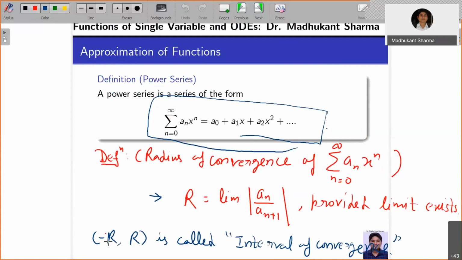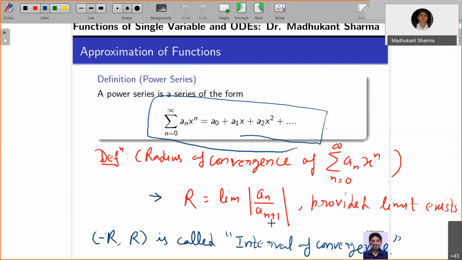Minus R to R is called the interval of convergence. Now, if R is equal to infinity, it means the series is convergent for all values of x. If R is equal to 0, suppose the limit is 0. Okay, 0 is less than 1, you can go and check. So if R is equal to 0, then the series is only convergent for x equals 0.